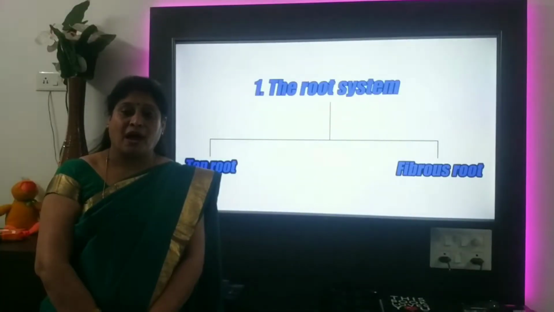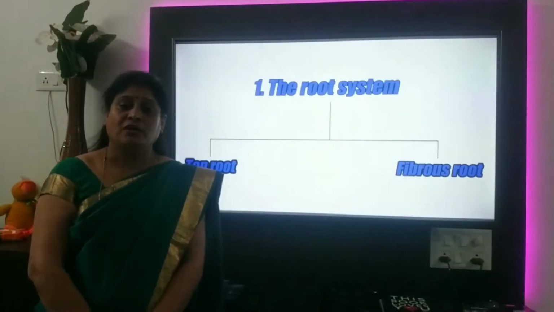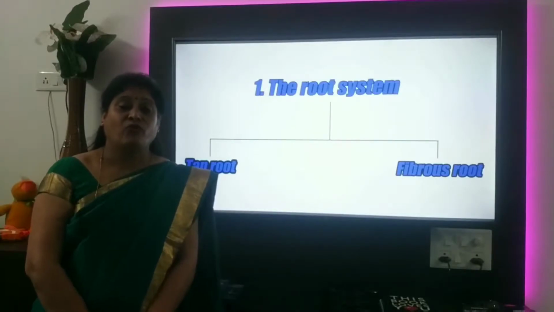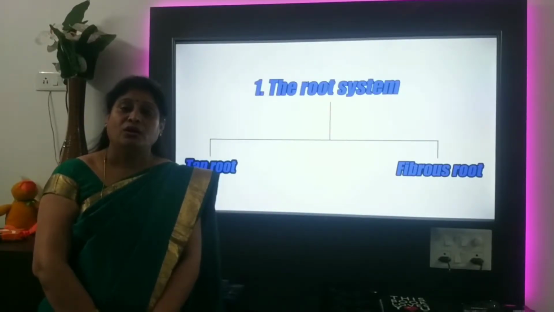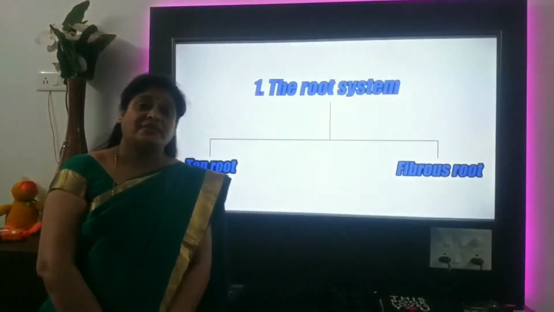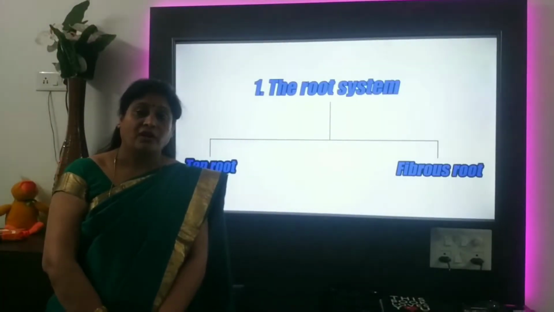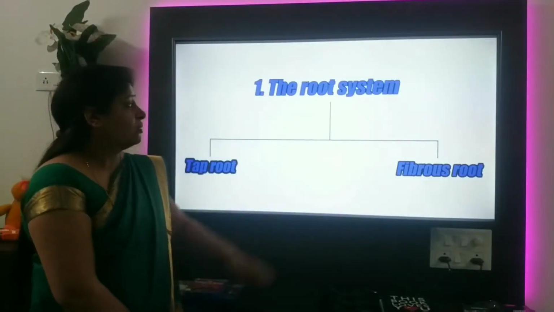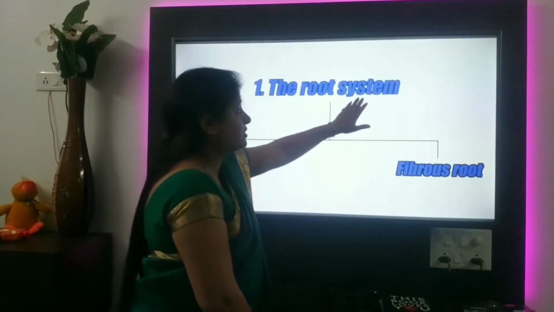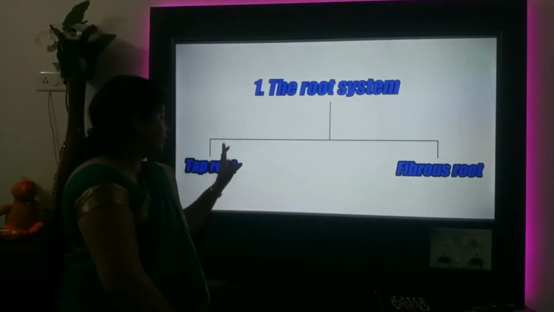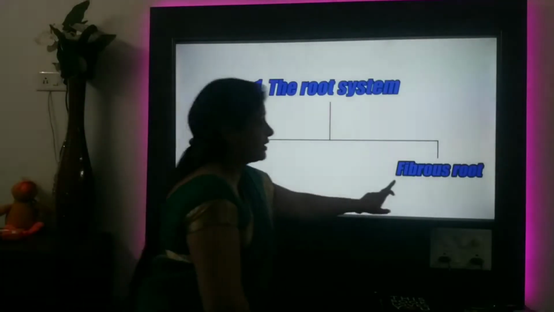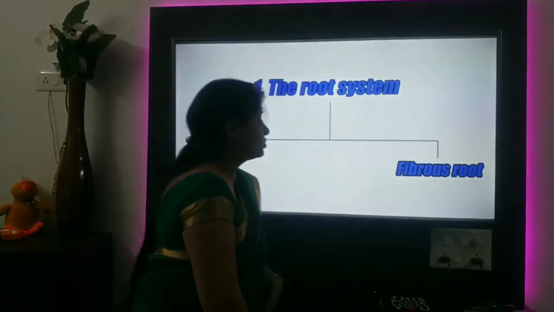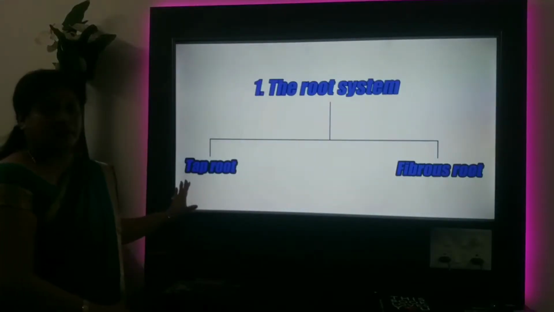Root holds the plant firmly to the ground. Plants take in water and nutrients from the soil through the roots. And these nutrients are most important for the plant's growth. So, the root system. Root system is also divided into two parts. First one is tap root and second one is fibrous root. So, we'll learn about tap root.